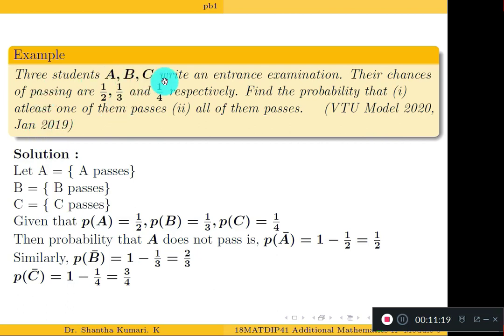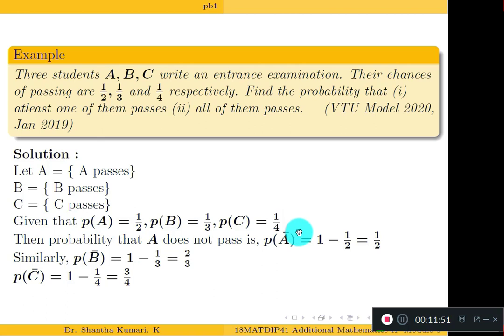Here, how many events are there? A, B, C, 3 events. So you take the notation A equals A passes the entrance examination, B means B passes, and C means C passes the examination. Now, three probabilities are given. Their chances are nothing but probabilities. Chances of passing the exam are 1 by 2, so P of A is 1 by 2, P of B is 1 by 3 and P of C is 1 by 4.